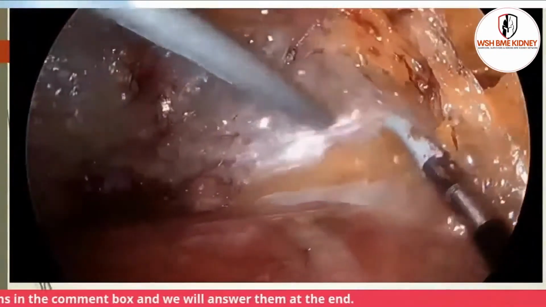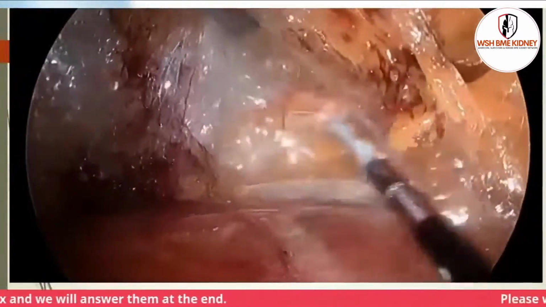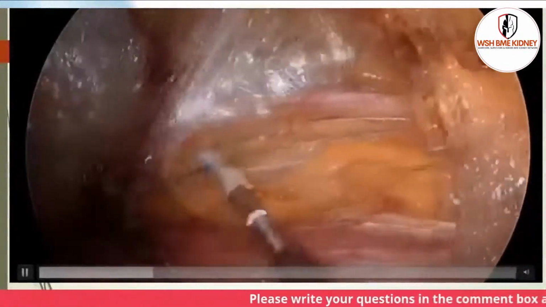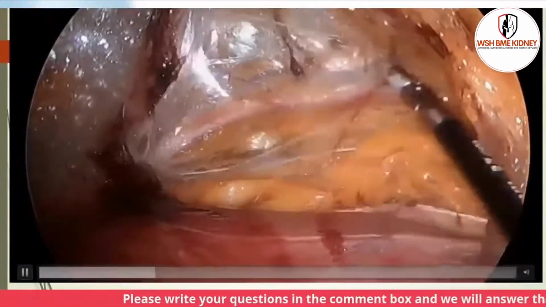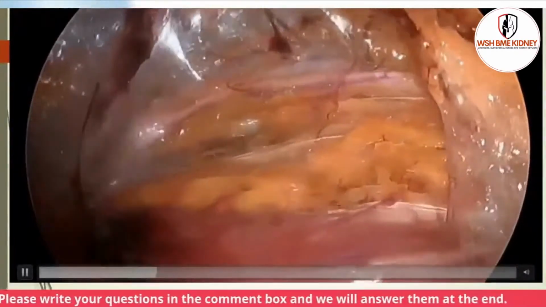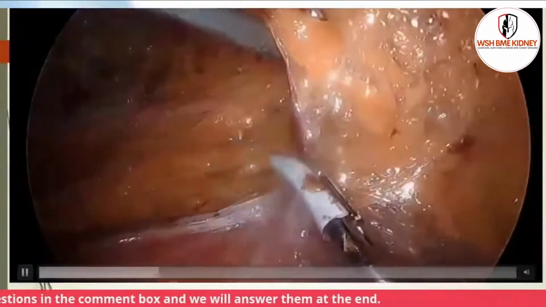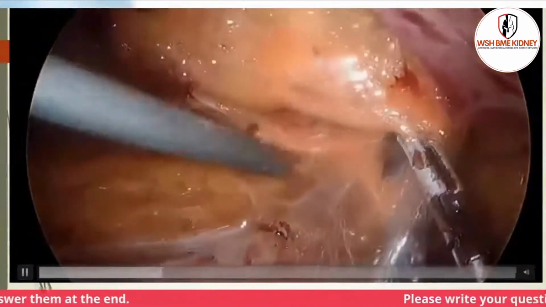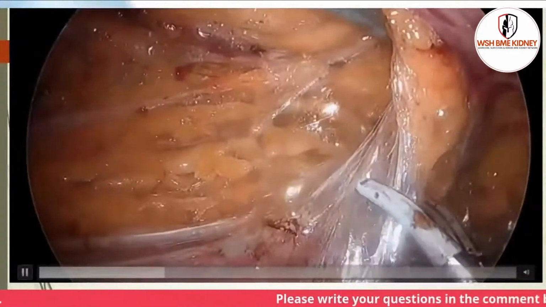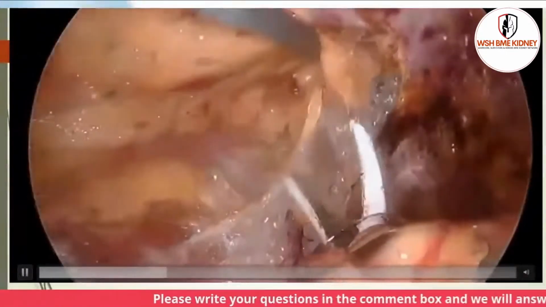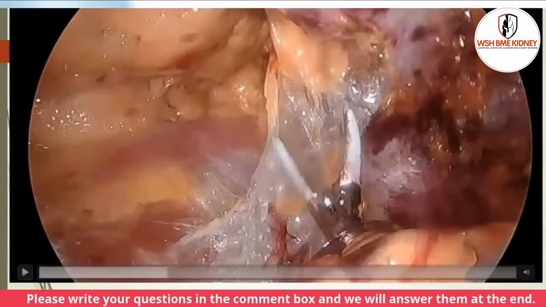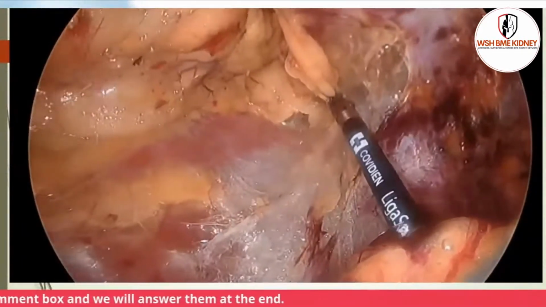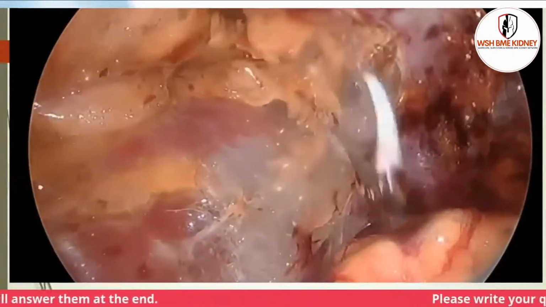So we create the space and we look for the ureter. That structure you are looking at, which is whitish, this is the ureter. So you want to separate the ureter from the rest of the structures around it. So we separate the ureter, we separate the kidney, we separate the artery of the kidney, and whatever is attached to the kidney will be separated from the rest of the structures around it.